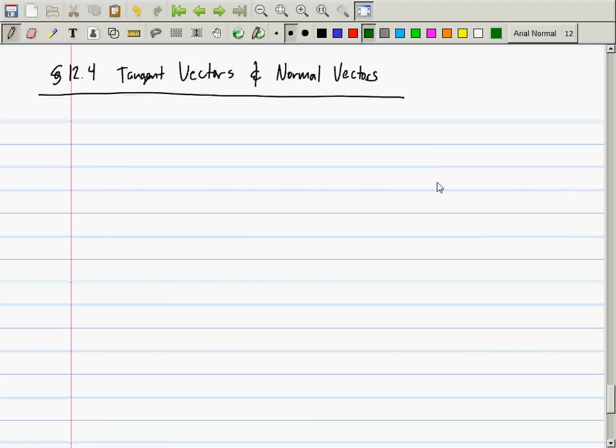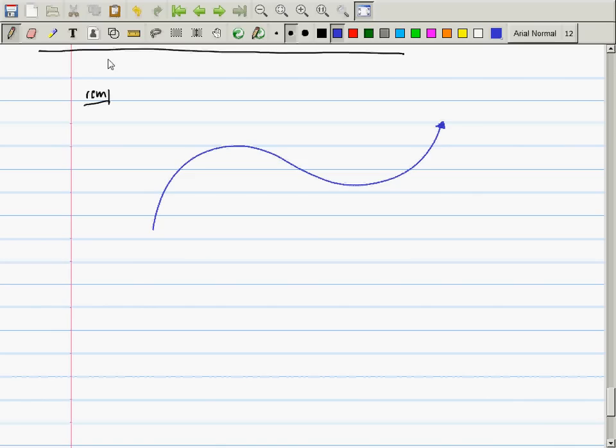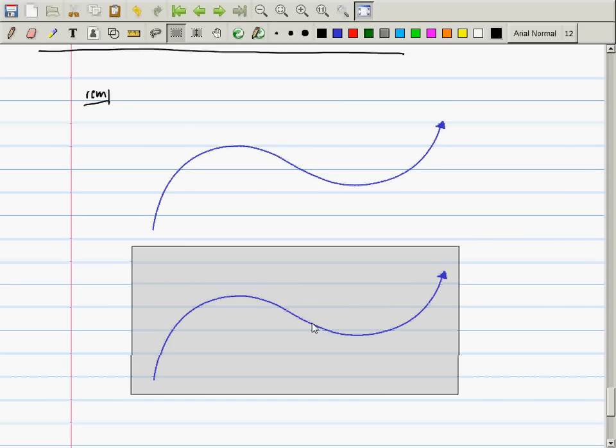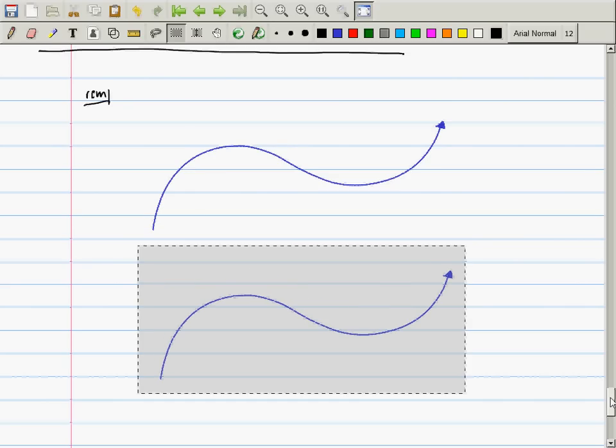Okay, so tangent vectors and normal vectors. Let's say we have a curve with this kind of orientation. Now I'm going to make another copy of this graph. Let's say that, if you were to look on Google Maps, maybe this is part of your route to get to school or business or whatever you do.